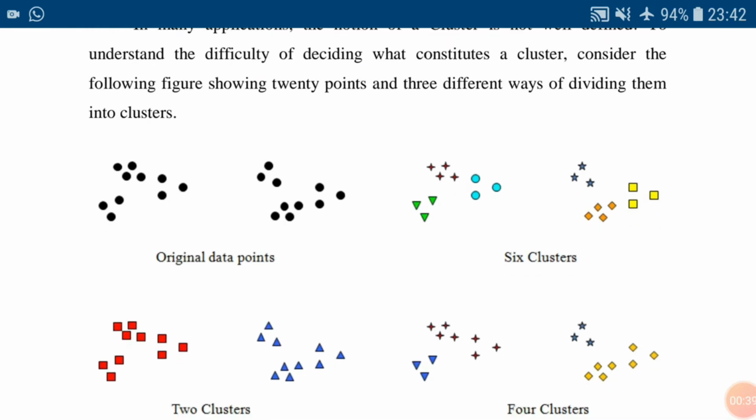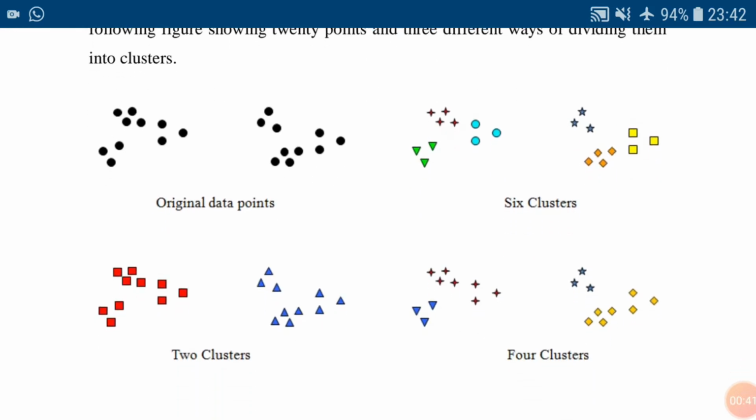So see the figure. The figure can be divided into four parts. Part A is the original data points, part B is the 6 clusters, part C 2 clusters, part D 4 clusters. So in part A, original data points, there are 20 data points in the figure.